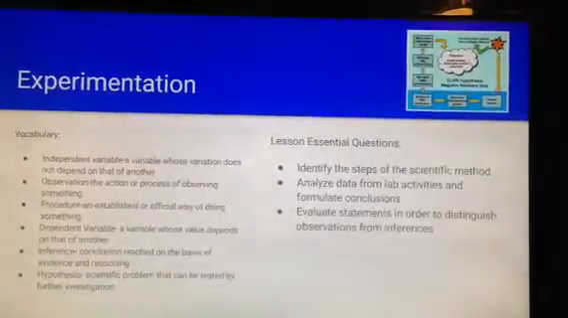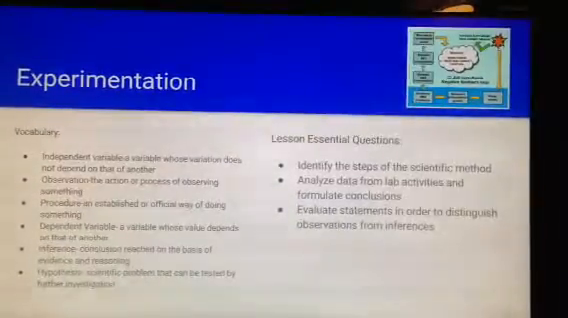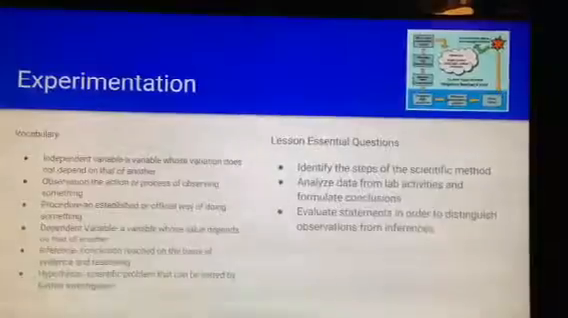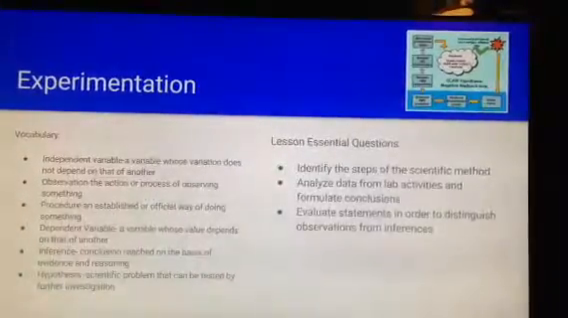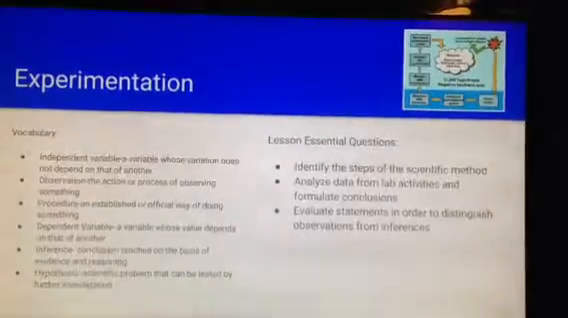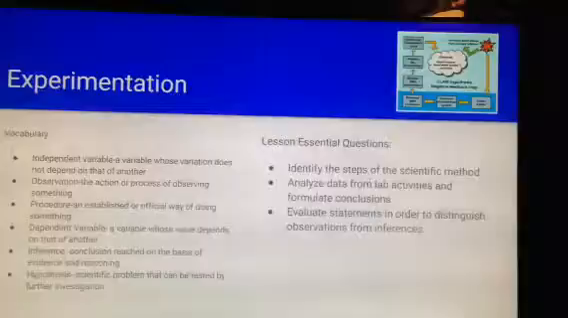And then there's also dependent variable, which is different from the independent variable because it does depend on something. And then the inference is a conclusion reached on the basis of evidence and reasoning. And then the hypothesis is a scientific problem that can be tested by further investigation.